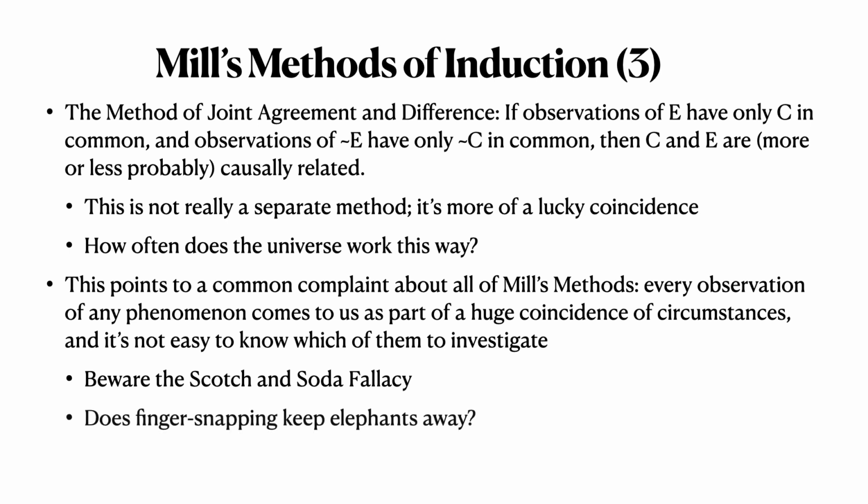A related fallacy has to do with the finger snapping to keep elephants away. This was a joke that circulated when I was, I think, about 6th grade. And the idea is there's a guy on the street and he's snapping his fingers, and someone walks up and says, "Why are you snapping your fingers?" And he says, "Well, I'm trying to keep elephants away." He says, "There's no elephants for thousands of miles."